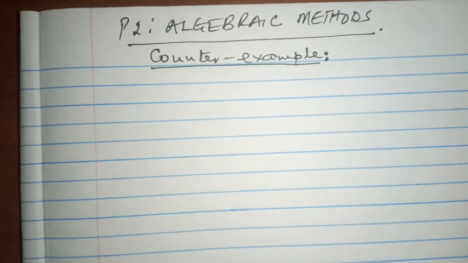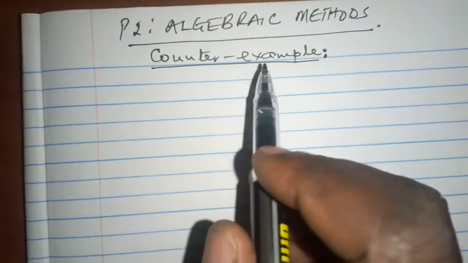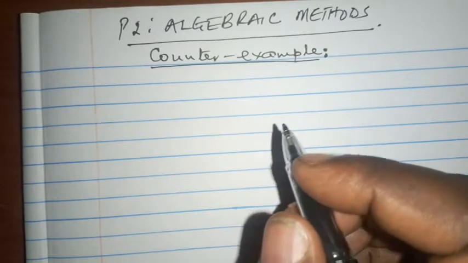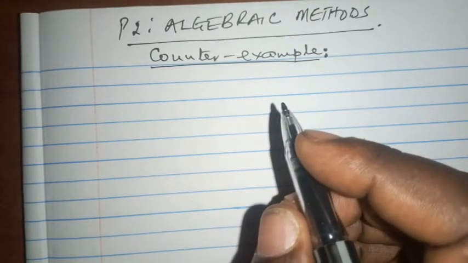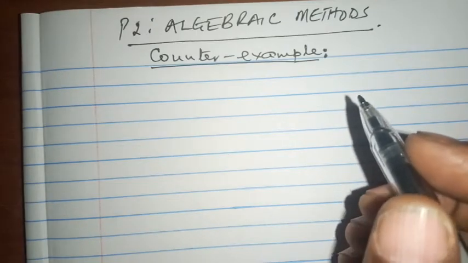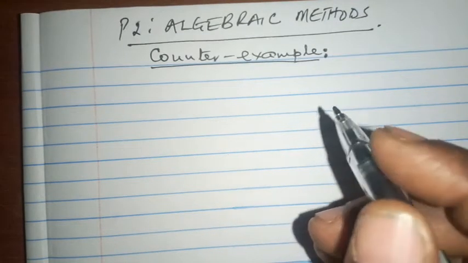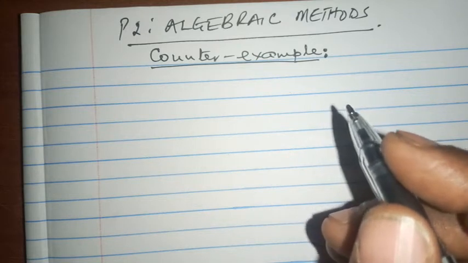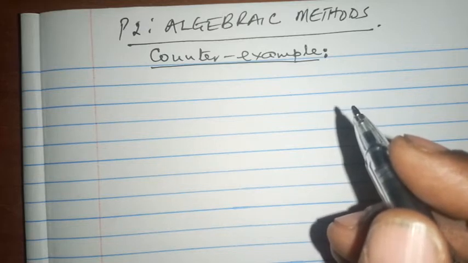And today I want to wind up on chapter 1 of Pure Mathematics 2. The topic is algebraic methods, and we'll be looking at counterexample. A mathematical statement can be disproved using a counterexample. For example, to prove that the statement 3n plus 3 is a multiple of 6 for all values of n is not true, you can use the counterexample when n is equal to 2.